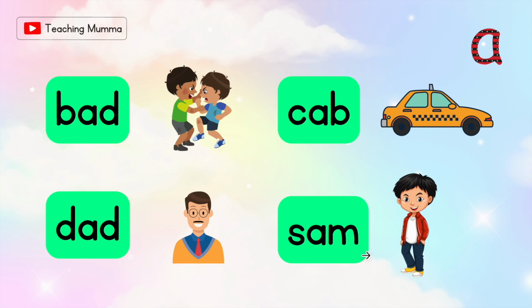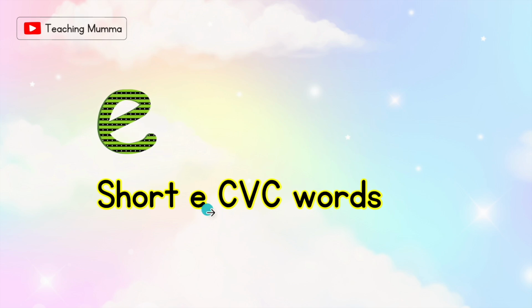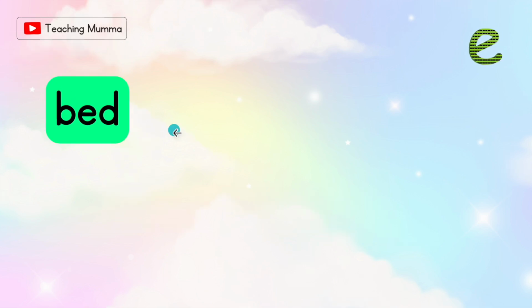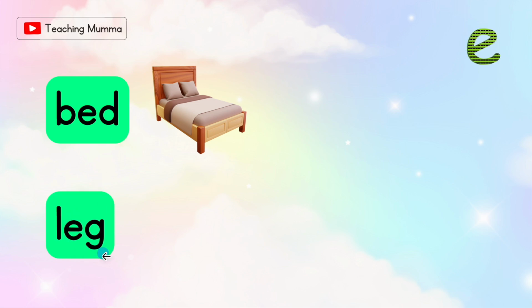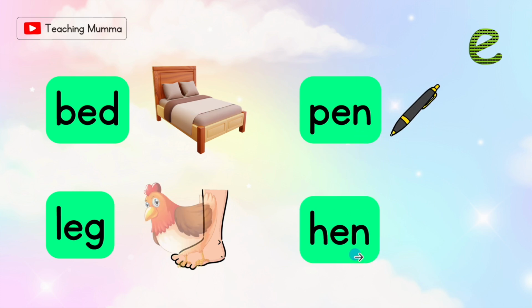Very good. E. Short E CVC words. Let's have a look. Bed, leg, pen, hen.